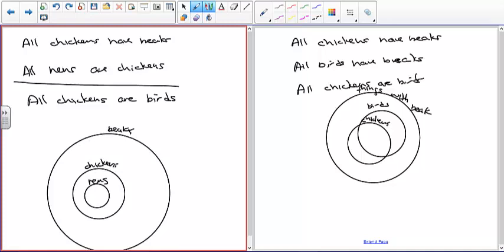I wrote this down, and this is kind of a mishmash of the two. I think I just looked for the wrong thing, but let's do this one right. So all hens have beaks. This is number 19. All chickens have beaks. All hens are chickens. All hens have beaks. By doing these two, chickens are inside of beaks and hens are inside of chickens, then hens are inside of beaks, and therefore this is a valid argument. And this one is invalid.